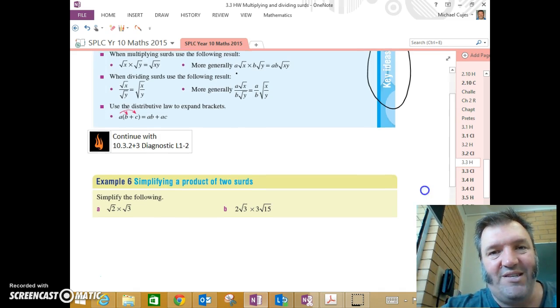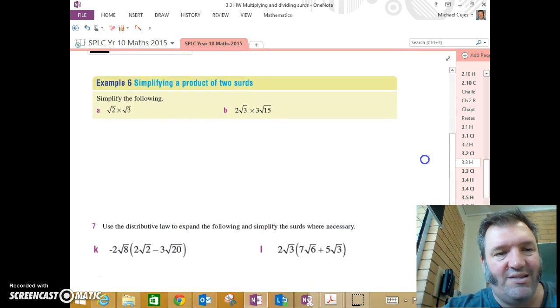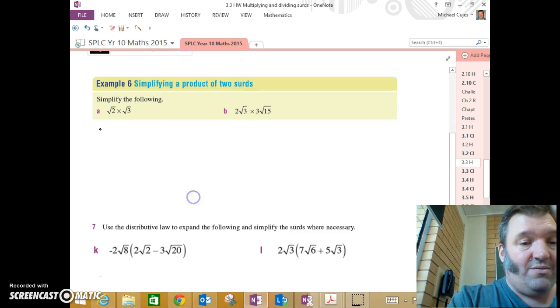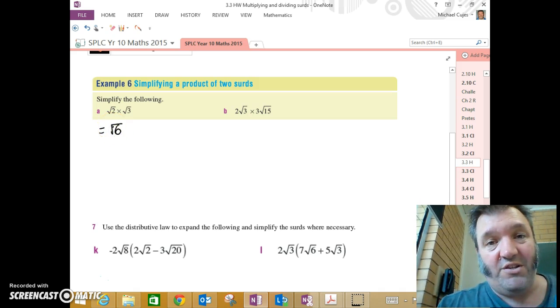Let's have a look at some simple examples and let you loose on the exercises. All right, simplify root 2 by root 3. Well, last time I checked, 2 3s were 6. 6 doesn't have a perfect square factor. That's it. That one's done.